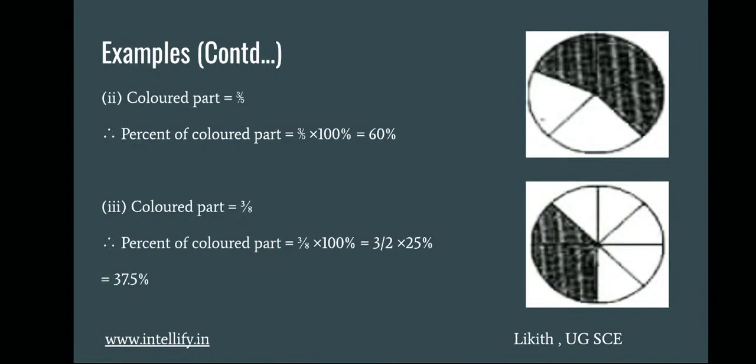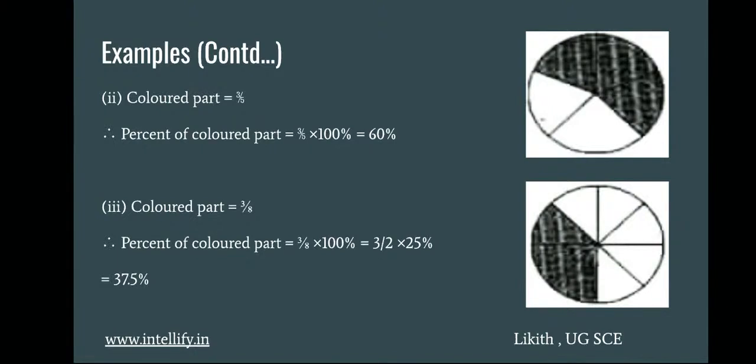Here the circle has been divided into 5 parts, and 3 of the 5 have been shaded. So it's nothing but 3 by 5. The decimal form of the fraction is 0.60 or 0.6. If you multiply it by 100, you get 60%.